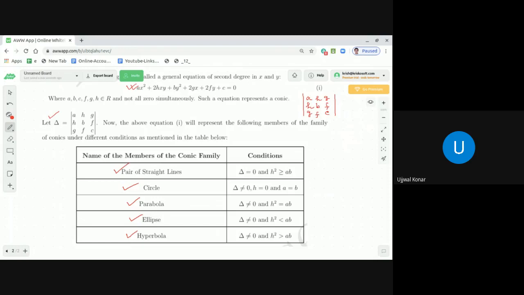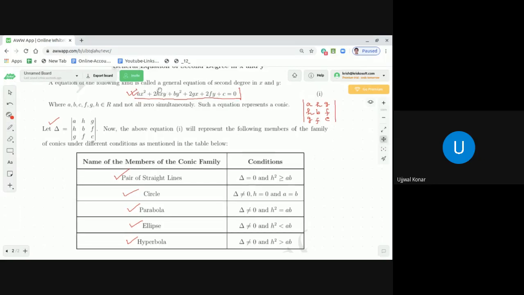That means the general equation of second degree, as you see this one, that ax square plus 2hxy plus by square plus 2gx plus 2fy plus c equal to 0 will represent, as you see here, dear students, a parabola if delta is not equal to 0. That means the value of the determinant is not equal to 0 and h square is equal to ab. Then we call it a parabola.